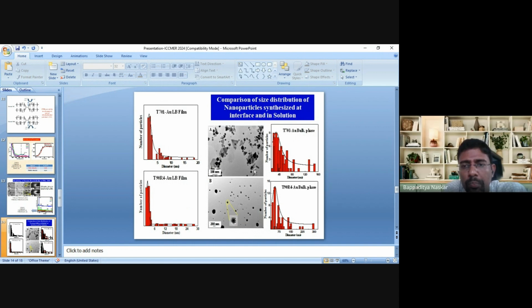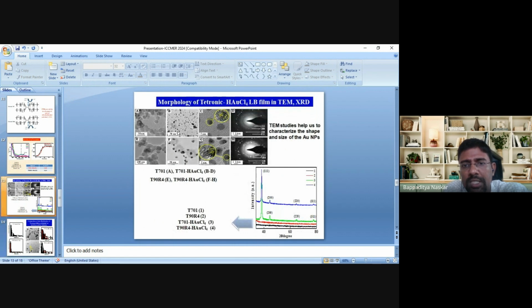We also compared the interfacial synthesis of Au nanoparticle with the bulk composition. In the case of bulk, we saw different shapes of nanoparticle, multi-dimensional as well as multi-size particles. But in the case of LB, we saw only spherical particles.